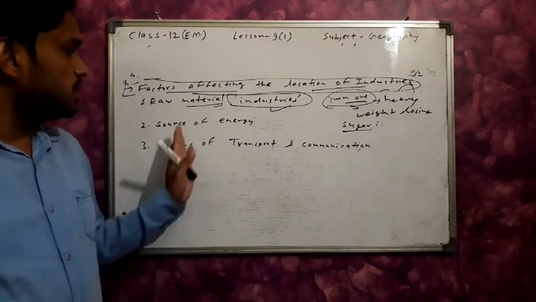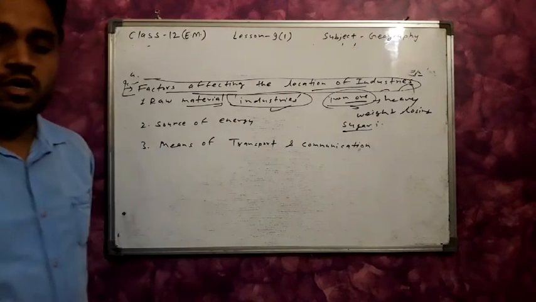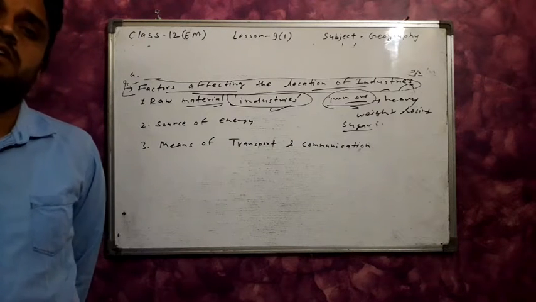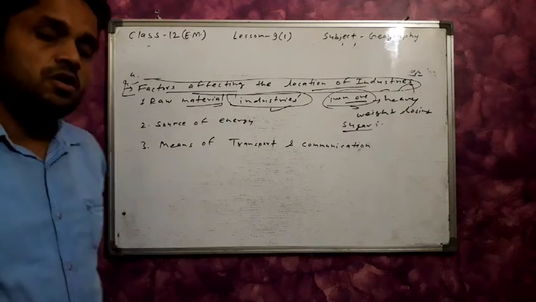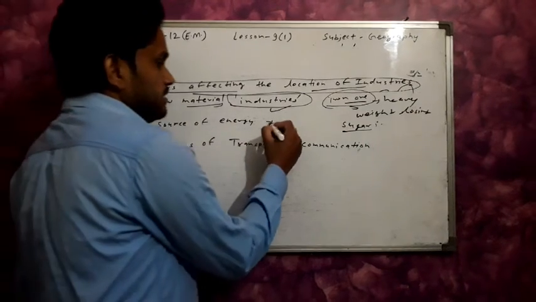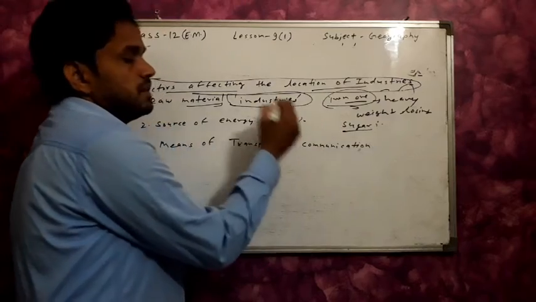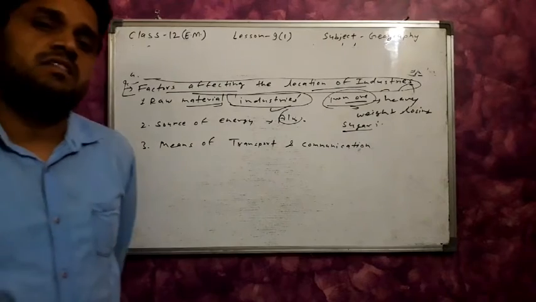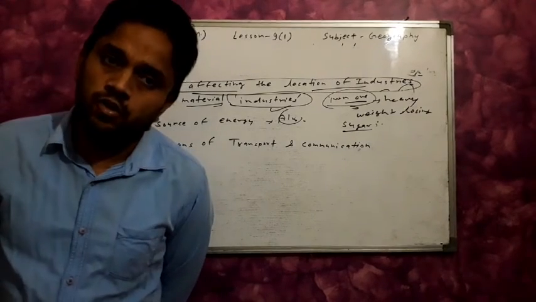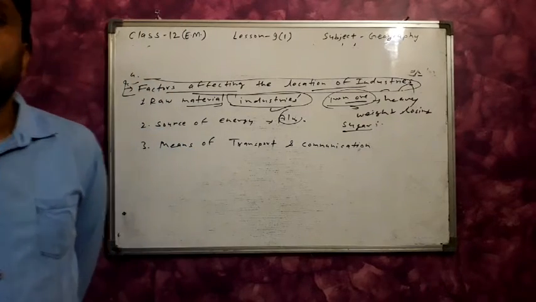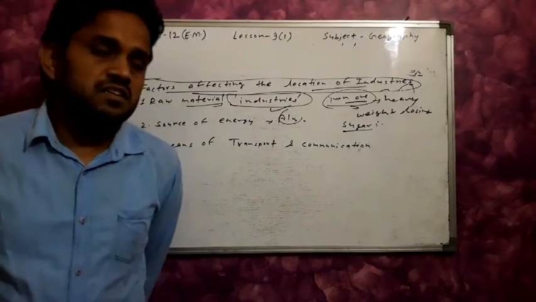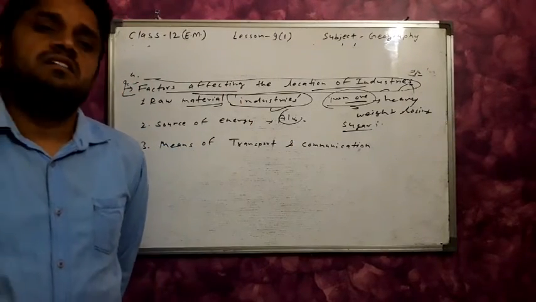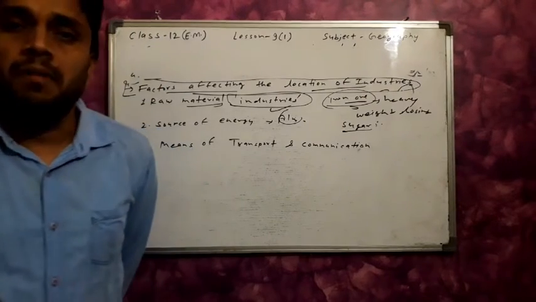Second, here the source of energy is also required for the industry. Without source of energy, establishment or location of the industry is not possible. Like here the aluminum industry, we discuss about the aluminum industry. Here a lot of hydro energy is required for the aluminum industry, and this aluminum industry is established nearby the hydroelectricity plant. Then here the iron steel industry. For the iron steel industry, here energy source like the coal is the most useful. Then iron steel industry is established nearby the coal mines.